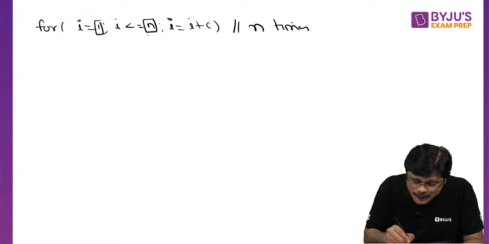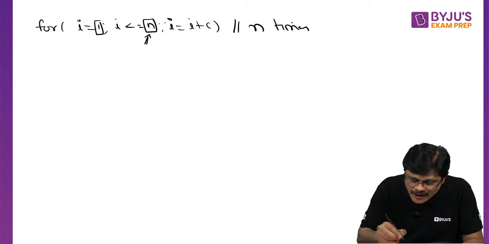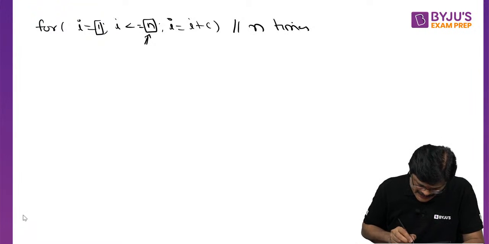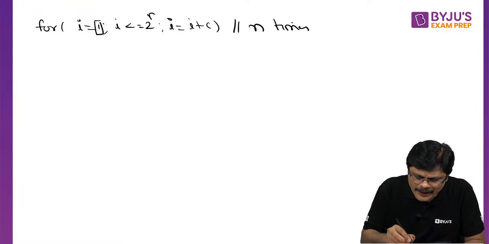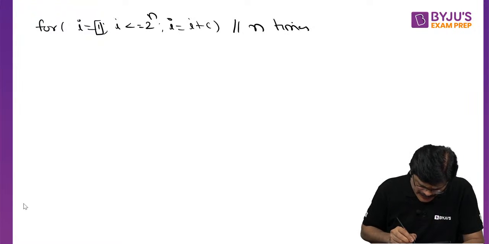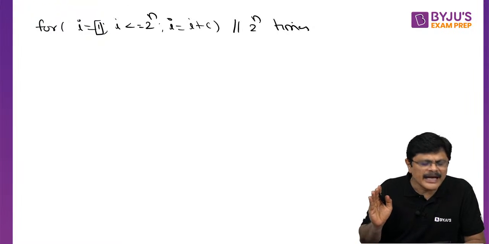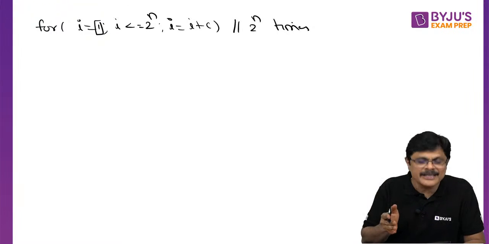Sometimes they may trouble you with these values. Instead of n they may give you 2 power n. So if I give 2 power n in place of n, what will happen? Nothing will happen, 2 power n simply comes in place of n. In the place of n you get 2 power n in the time complexity. I am repeating the rule also.